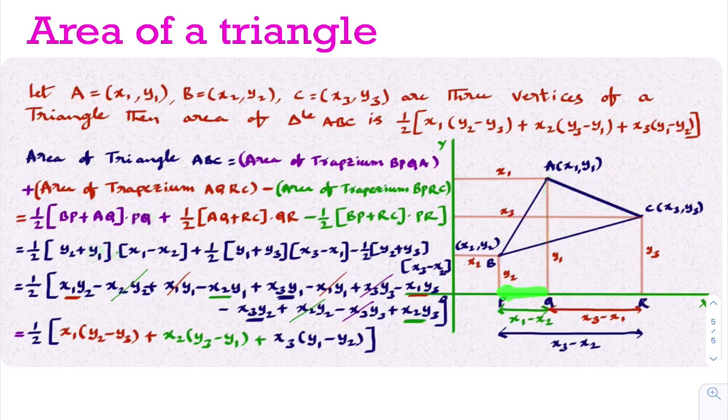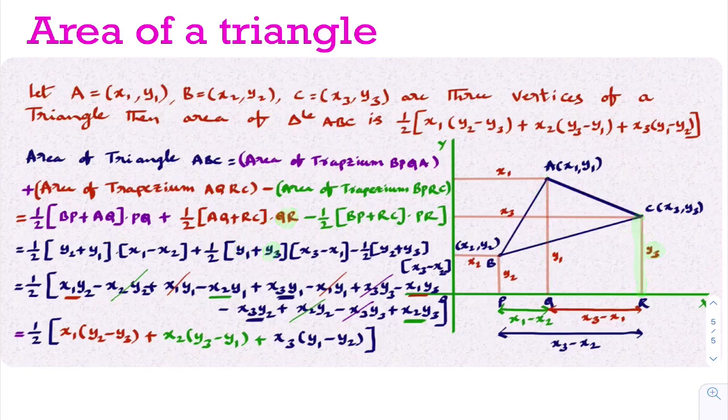What is PQ? Just now we discussed PQ is x1 minus x2. So PQ is x1 minus x2 plus half into AQ. What is AQ? AQ is y1. See here I wrote AQ is y1 plus RC. What is RC? Where is RC in this? RC is y3. That is what I wrote.